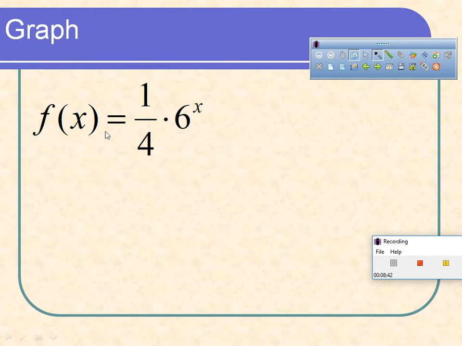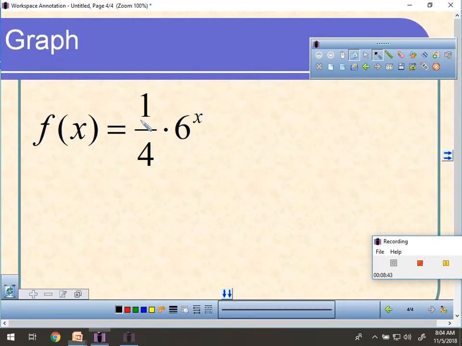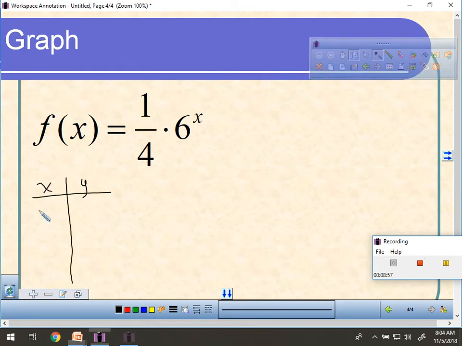All right, here's my next one. I've got 1/4 times 6 to the x. We're going to type this into our calculator, so no worries. All right, and so we're going to tackle this. But again, what I'm going to do is go ahead and make a t-table, x, y, and let's do -2, -1, 0, 1, and 2.